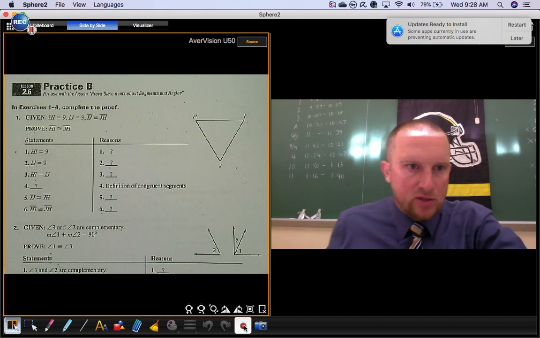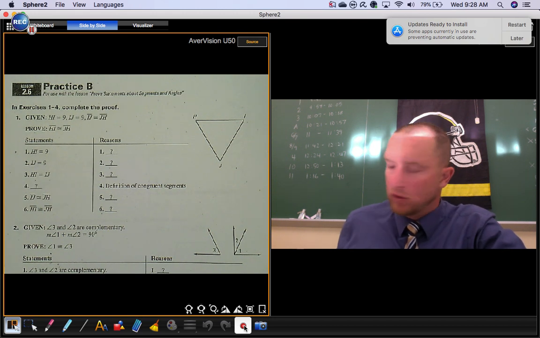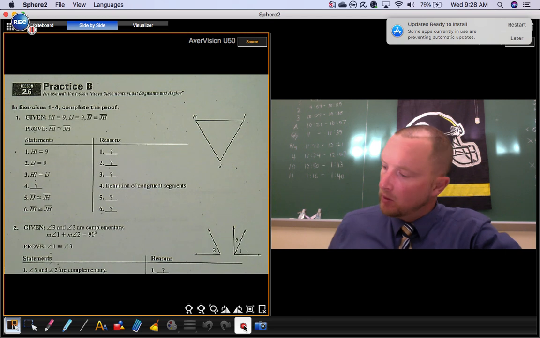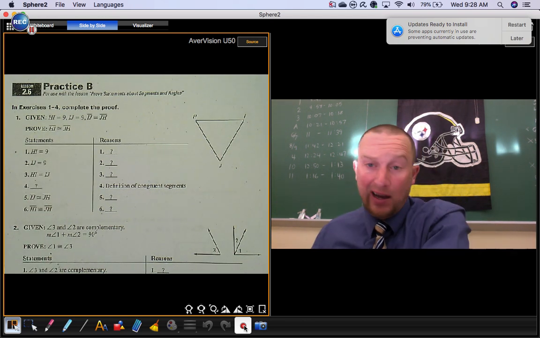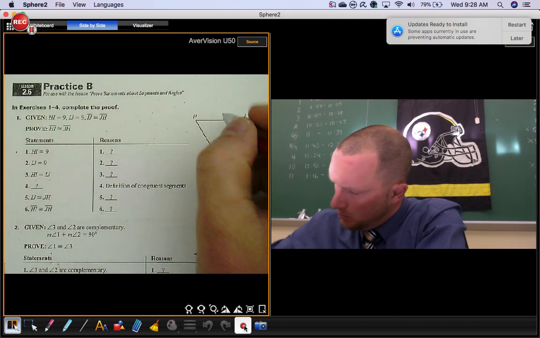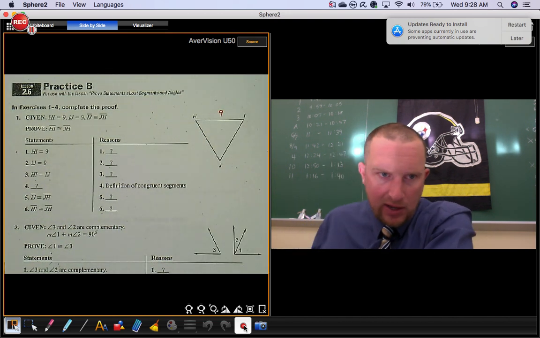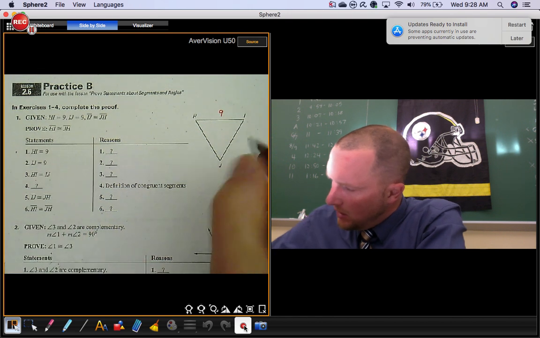Practice B for section 2.6, we're going to do these first two fill-in-the-blank proofs together. So in number 1, they tell you the distance from H to I is 9. So I'm going to just kind of mark this on the diagram to help me. Also, I to J is 9.